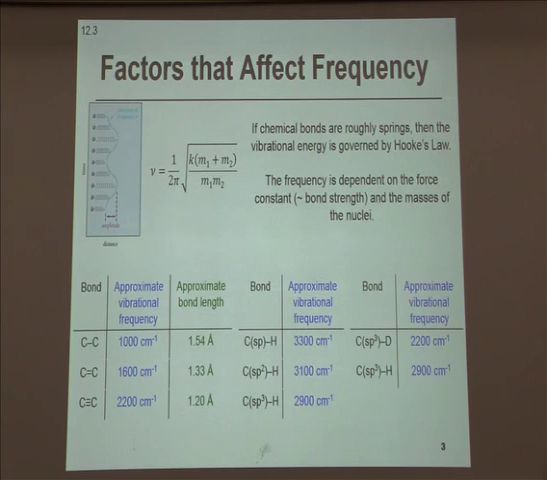Something that we don't often care about in the context of Chem 344, but is a real issue, is that isotopic substitution changes the mass term quite a bit. And as a result, substituting a hydrogen for a deuterium causes a big change in the absorption frequency in the IR spectrum for the same type of chemical bond.